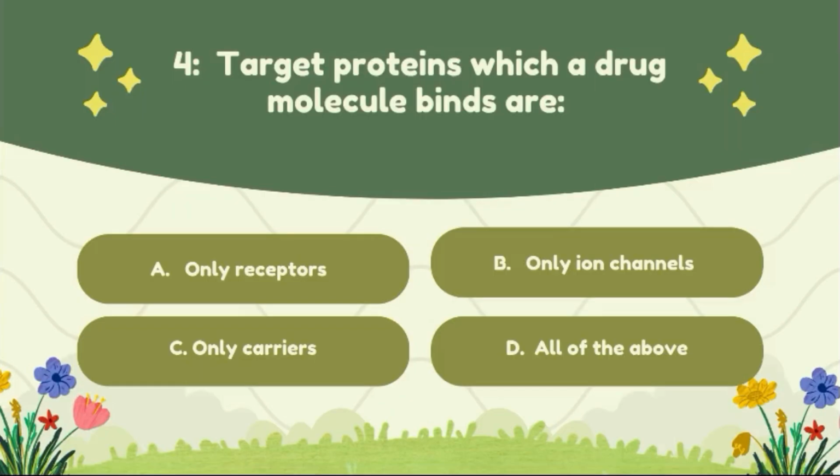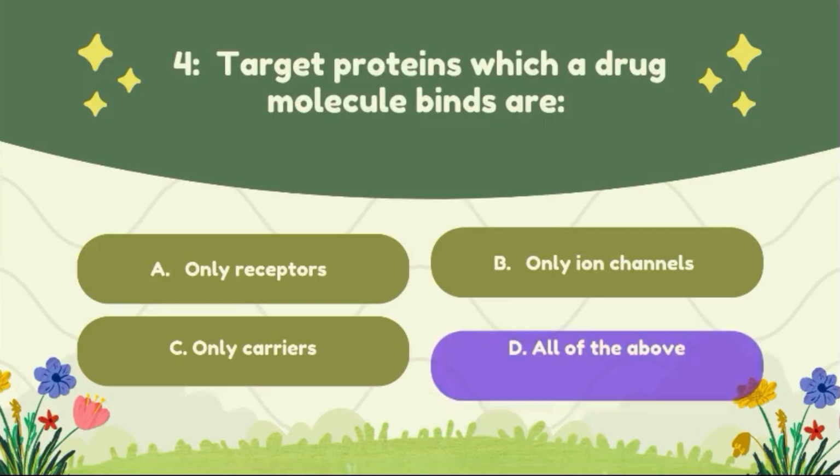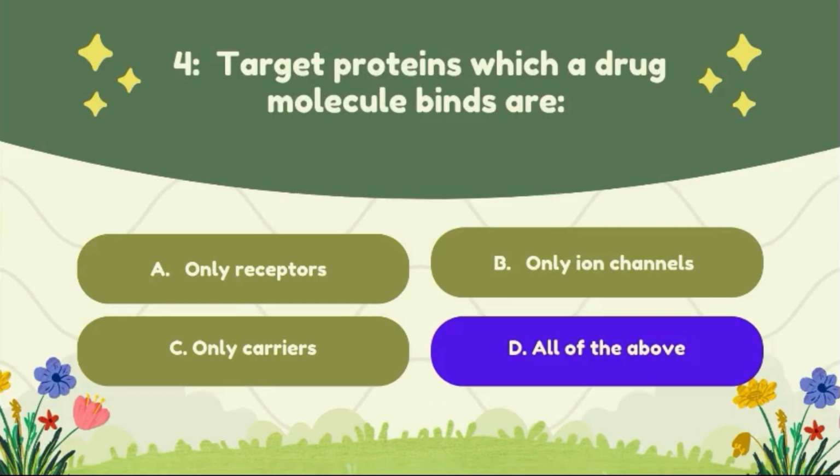Question number 4. The target proteins to which a drug molecule binds are: option A, only receptors; option B, only ion channels; option C, only carriers; and option D is all of the above. The correct answer is option D, all of the above.